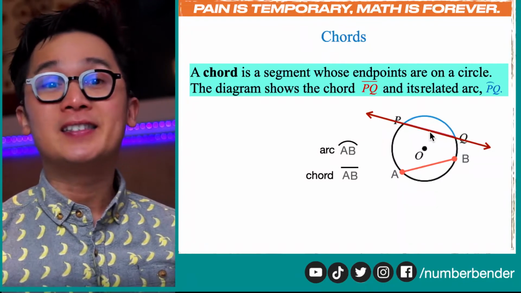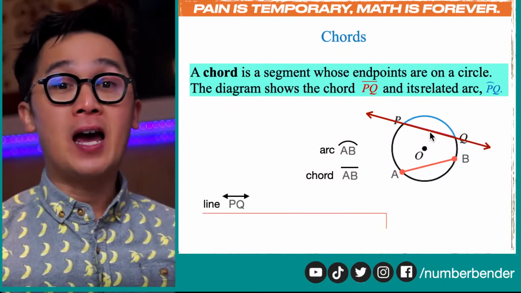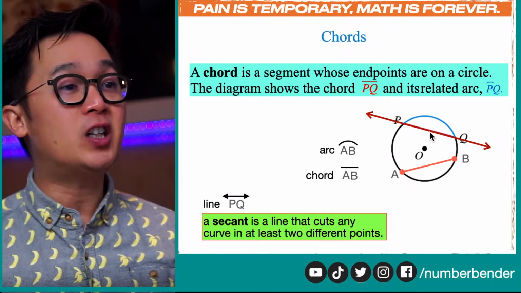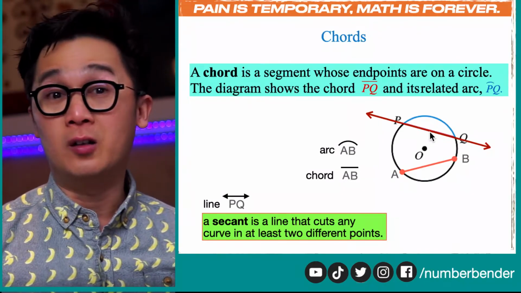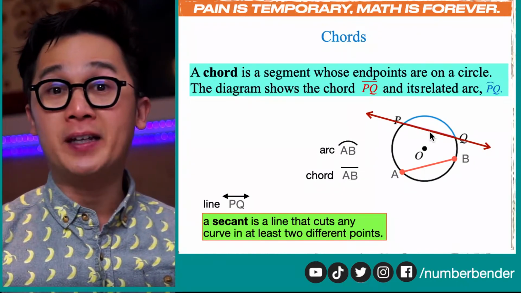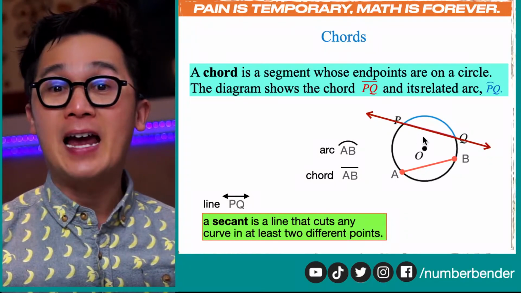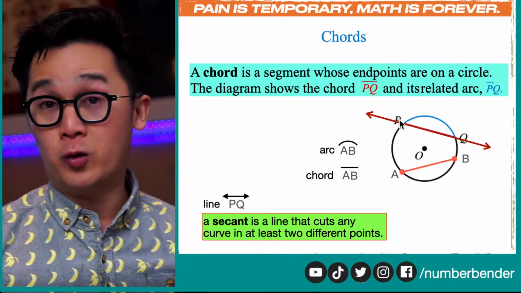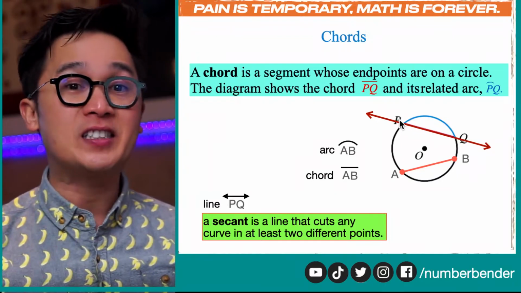Now, secant line, if we extend our line segment PQ and draw a line through it, that is considered a secant line in geometry, and by definition, line PQ, which is a secant line, is a line that cuts any curve in at least two different points in our circle, which is pretty much the same as a chord because a chord is associated to our secant line because that line segment that is part of your secant line is what we call as the chord. So that's how those lines are associated with each other.